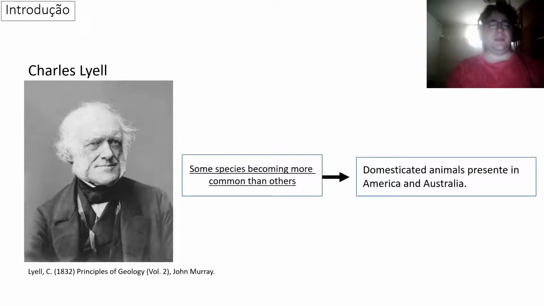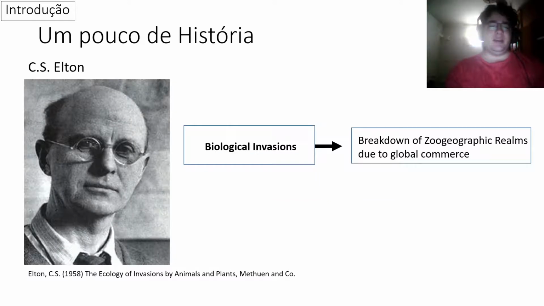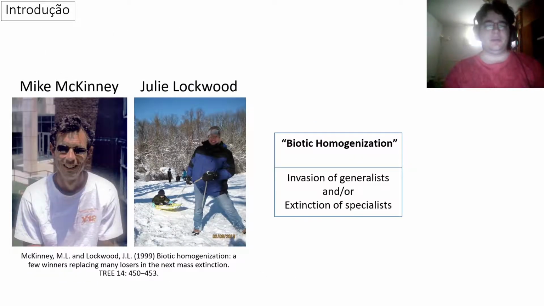Also, Charles Lyell in 1832 noted that some species are becoming more common than others. So domesticated animals present in America were present in America and Australia. And Elton, then in his The Ecology of Invasions by Animals and Plants, he told us that there was going to be a breakdown of zoogeographic realms due to global commerce. So in general, Mike McKinney and Julie Lockwood got this information and said that there was going on a biotic homogenization that was composed of the invasion of generalist species and the extinction of specialist species.